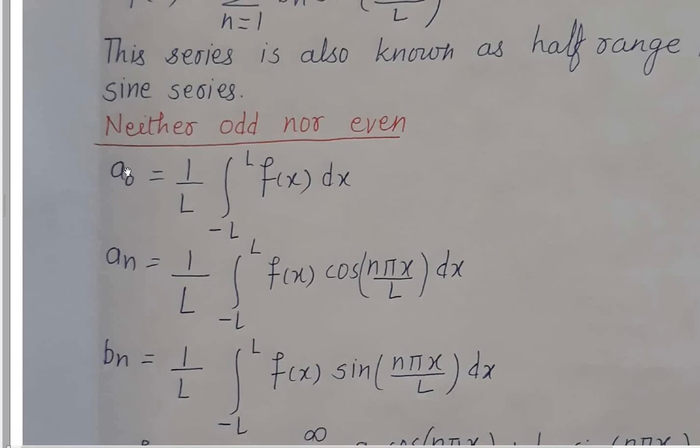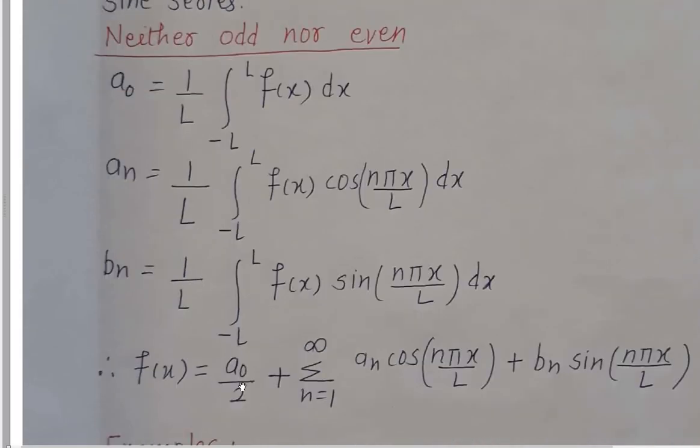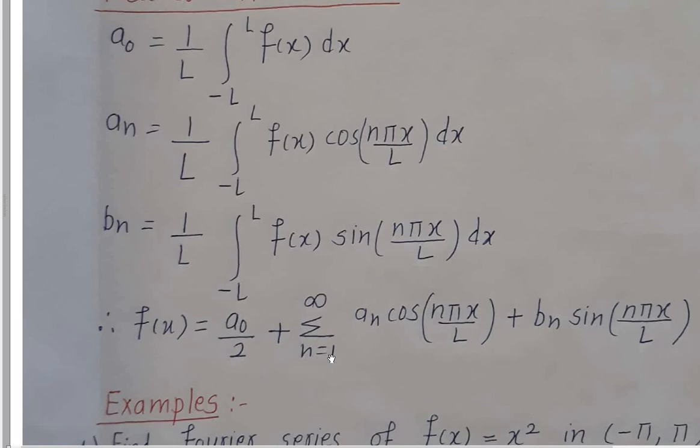Otherwise, if a function is neither even nor odd, calculate all the Fourier coefficients, that is a0, an and bn, and we will get the complete Fourier series, that is a0 by 2 plus summation n equal to 1 to infinity of an cos n pi x by L plus bn sin n pi x by L. So this is all about the introduction of Fourier series.